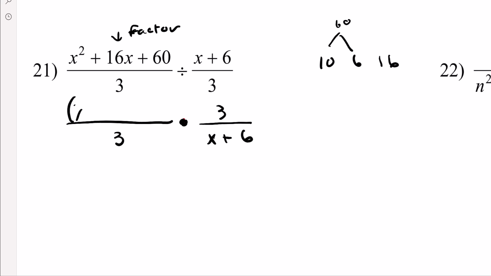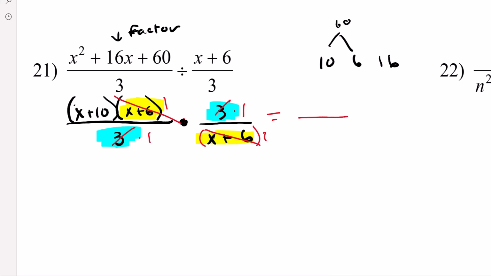So we've got x plus 10 times x plus 6. Vertically, on either fraction we can't, but look at what we have. We have an x plus 6, x plus 6, those cancel to 1. Look at what else we have diagonally. 3 divided by 3 also cancels to 1. So now in the denominator we have 1. In the numerator we just have x plus 10.